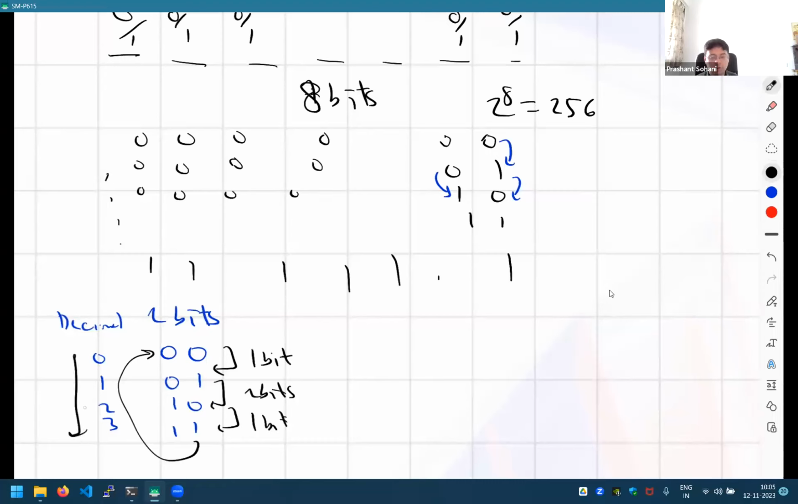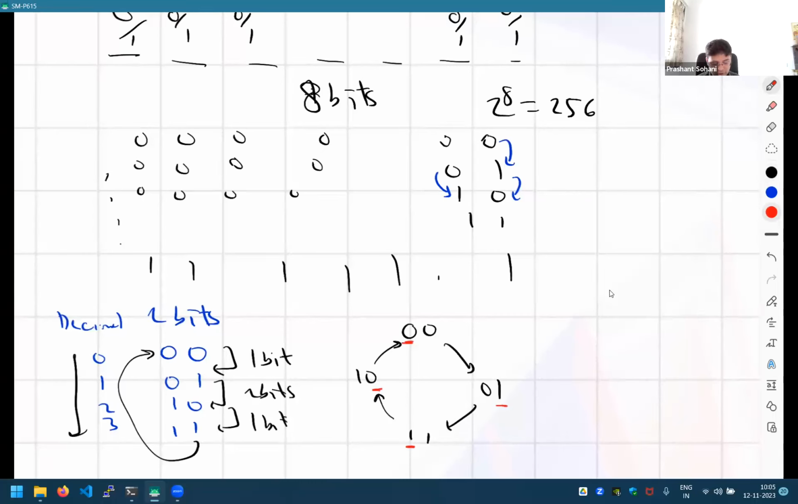But I can arrange these 4. I don't have to try in this order necessarily. What if I try it in this order? First I try 0, 0. Then 0, 1. Then 1, 1. And then 1, 0. If you see this sequence, in every step I'm changing only 1 bit. From here to here, only this 1 bit. Then here 1 bit, then 1 bit and 1 bit. So by changing just 1 bit at a time, you can also cover all the possibilities.